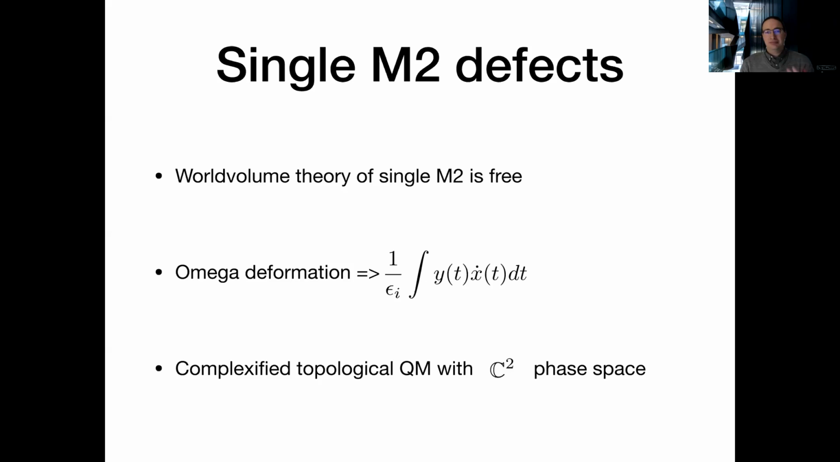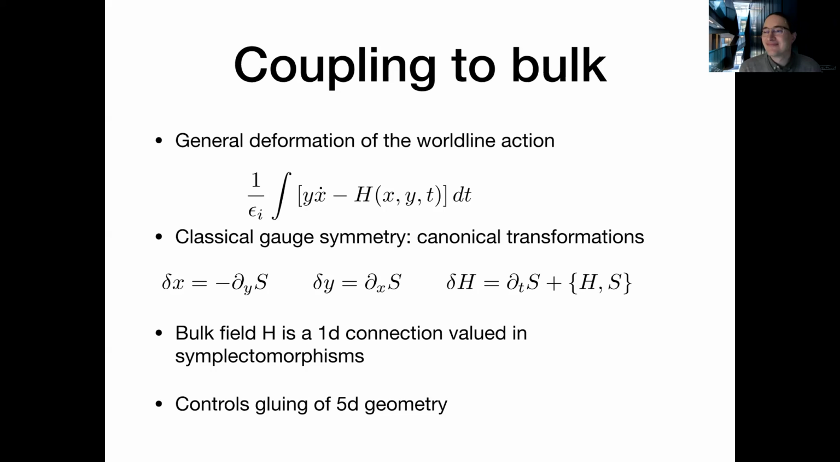Okay, so the M2 brane by itself, not yet coupled to the theory of gravity, is a topological quantum mechanics with phase space C2 complexified. Now let's see if you can guess what's the effect of coupling to gravity. How would you modify this action in the most natural possible way? Especially if you had just done a classical mechanics course. Well, you would add a Hamiltonian. So the effect of coupling the M2 branes to the gravity background is just to add a Hamiltonian to this quantum mechanics. The gravity fields are the Hamiltonian.